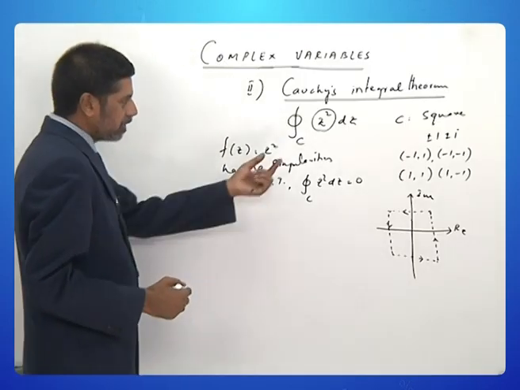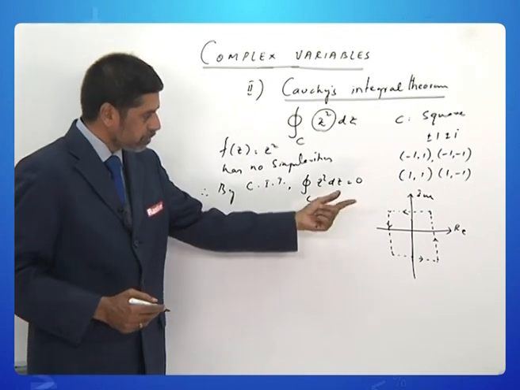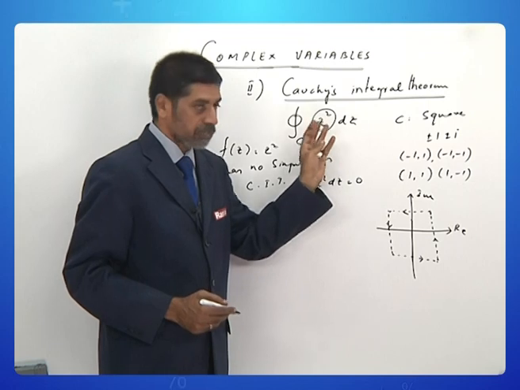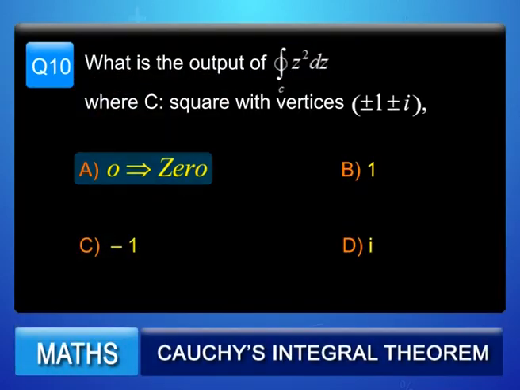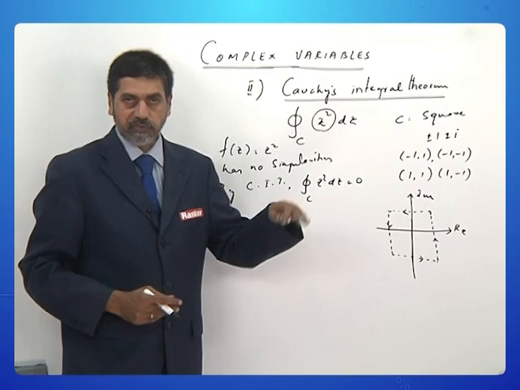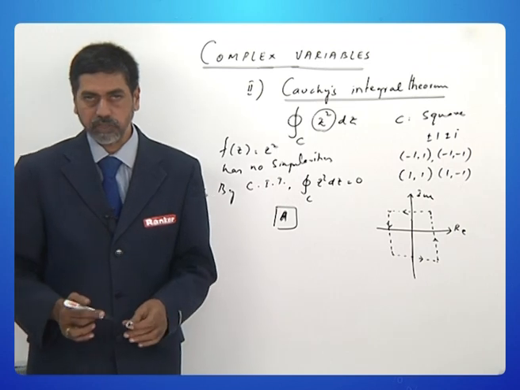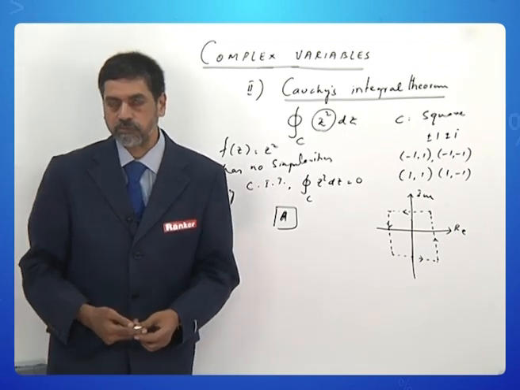In fact, every algebraic type of function will have no singularities at all, whatever be the contour. The singularities arise once you have denominators involving functions of z. So the correct option for this problem is A. So you can see that no integration has been performed, but only the function has been tested. If the function is analytic, then you can be rest assured that the output of this integral will be 0. Let's look at the next question.